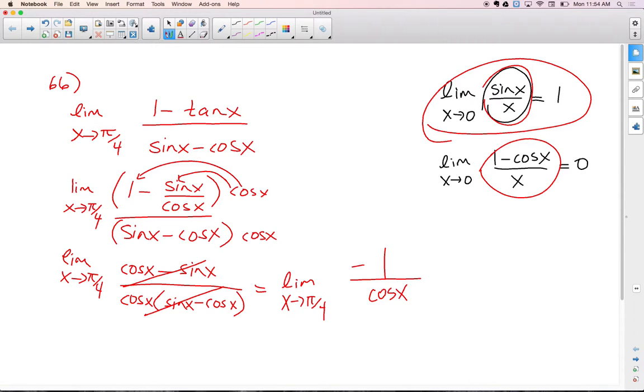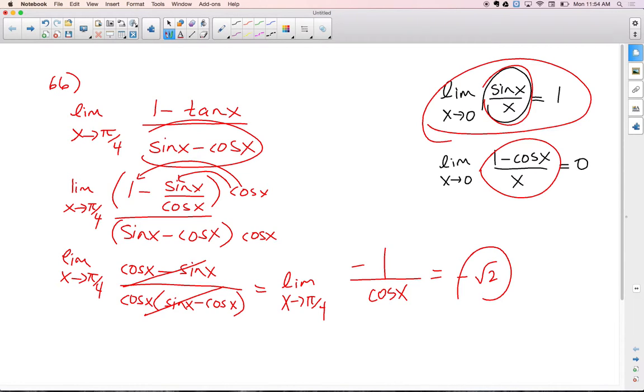Now, that was originally the problem. We got rid of the problem. Try direct substitution again. What's cosine of pi over 4? Root 2 over 2. What's the reciprocal of root 2 over 2? So the answer is negative root 2. Did not need the squeeze theorem on this one.